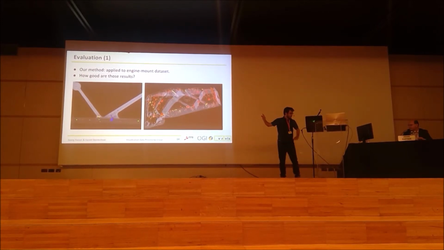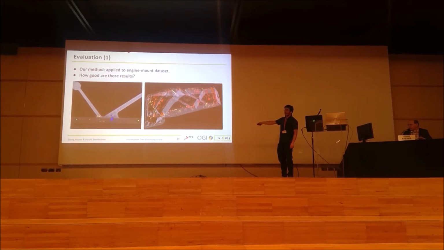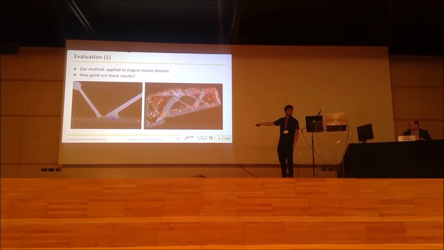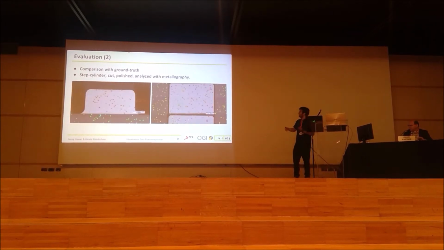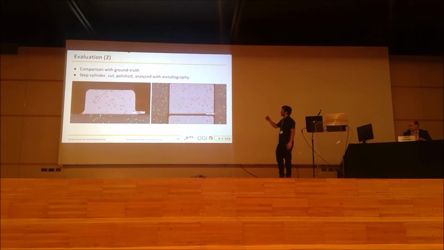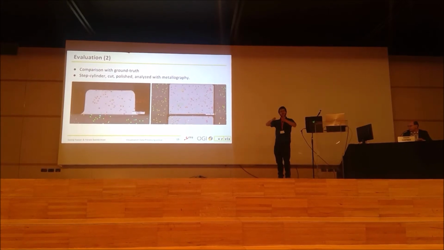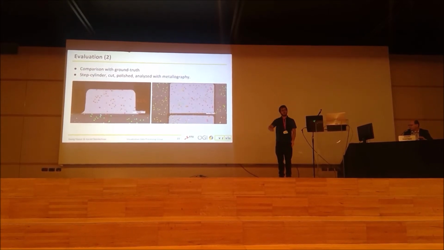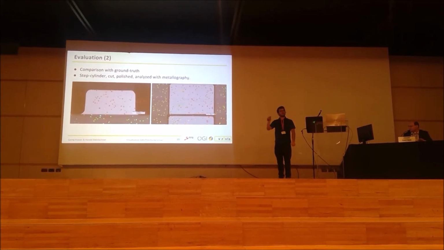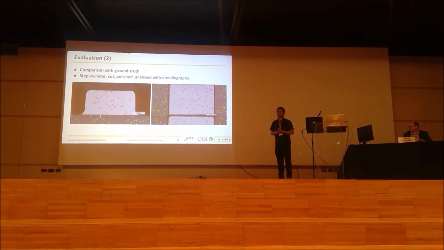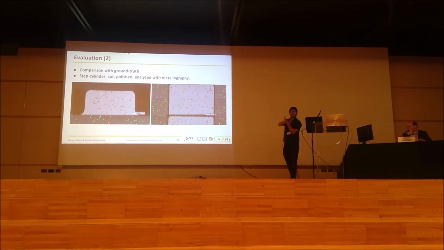We managed to get rather good results for nasty CT scans with a lot of artifacts, which results in images like this. Next, we looked at how it compares to ground truth. For this reason, we used this aluminum cylinder, cut it, polished it, and used metallography in order to evaluate the result.